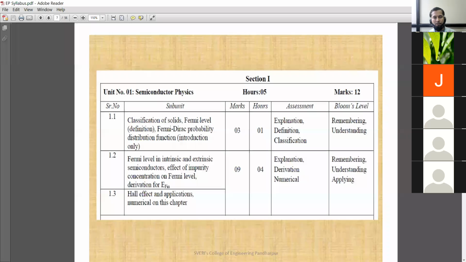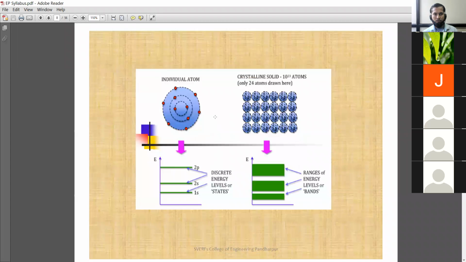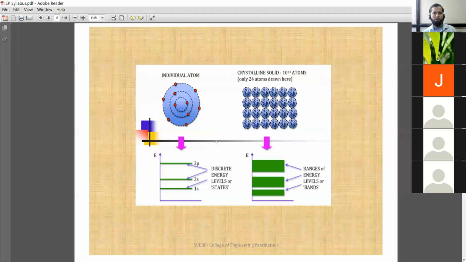So what is meant by the valence band, or the conduction band, or how are we defining them as a band? That concept is important. Once you know that concept, the formation of energy bands, the next point you can get easily. So let us shift to the first slide of this syllabus. Listen carefully.